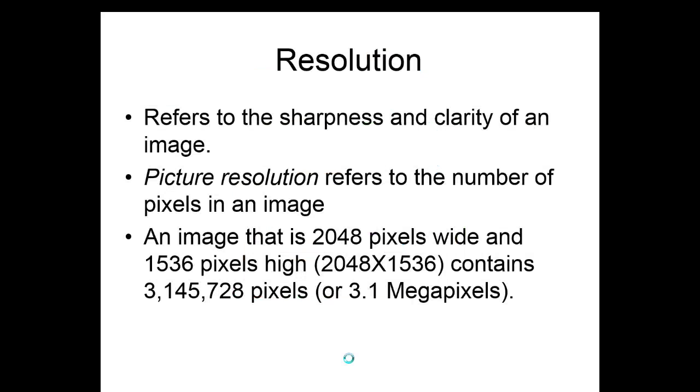So another term, so we have pixelization and pixels, we have color depth. Another term is resolution, and that refers to how clear or sharp an image is. And that's basically the number of pixels that we have in an image. So if we have an image that is 2,048 pixels wide and 1,536 pixels high, then that particular image contains over 3 million pixels. 3.1 megapixels is how we would refer to that. So that's a lot of jelly beans in our particular picture.